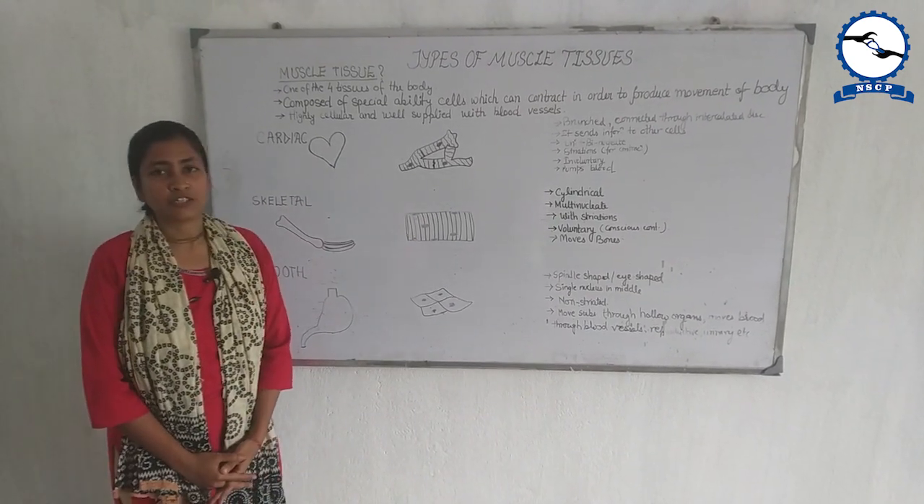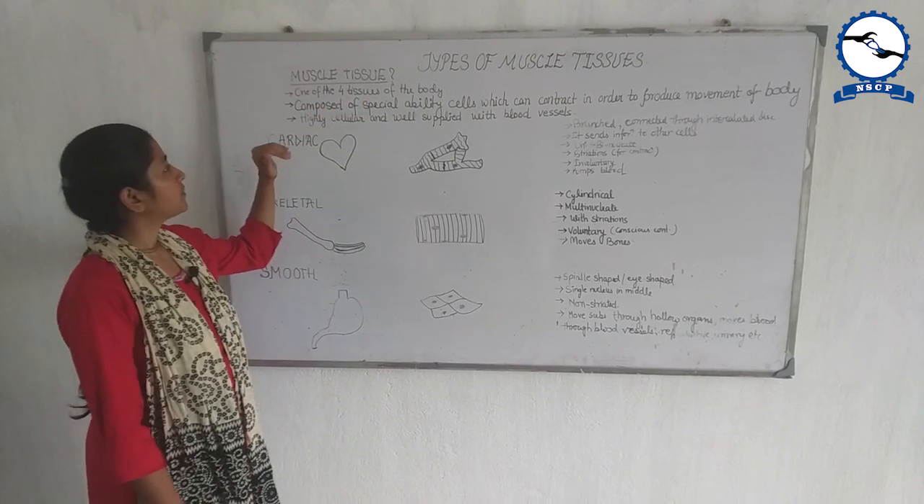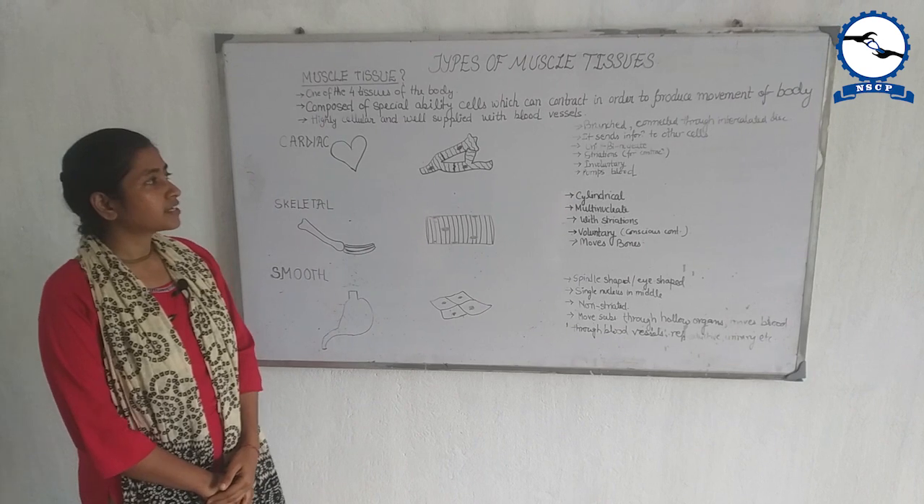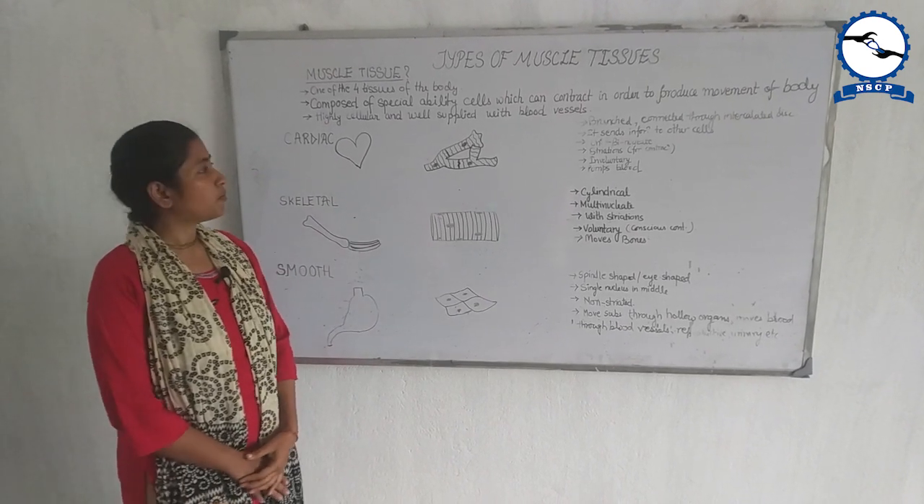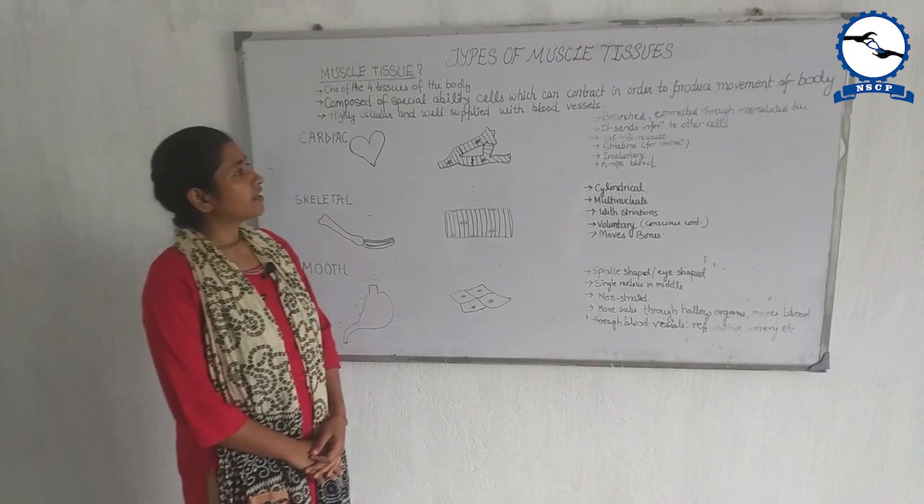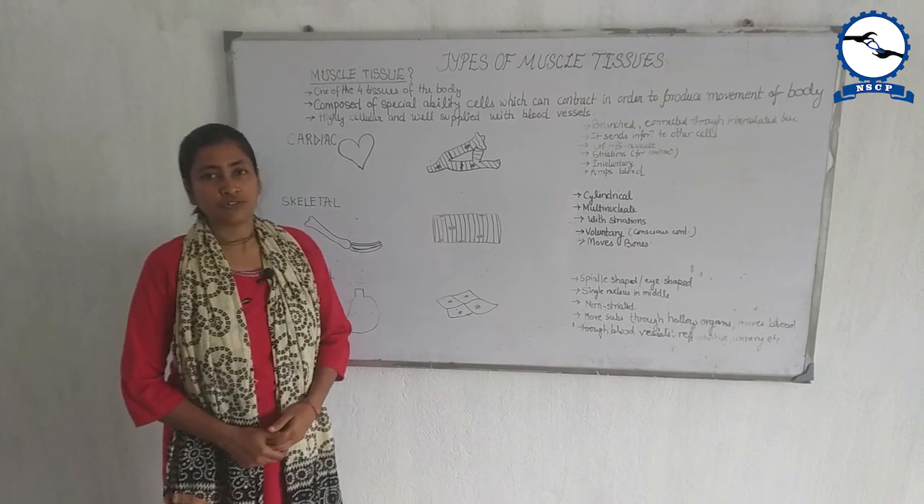What is a muscle tissue? A muscle tissue is one of the 4 tissues of the body. It is composed of special ability cells which can contract in order to produce movement of the body. These tissues are highly cellular and they are well supplied with blood vessels. There are 3 types of muscular tissues.